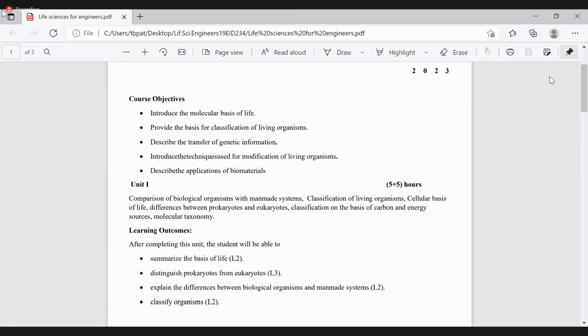Next, provide the basis of the classification of living organisms. Living organisms are classified in several ways: living organisms and non-living organisms. The first important thing is reproduction. Living organisms differ from non-living things. The living things have reproduction. Non-living things have no reproduction. They can be recycled.